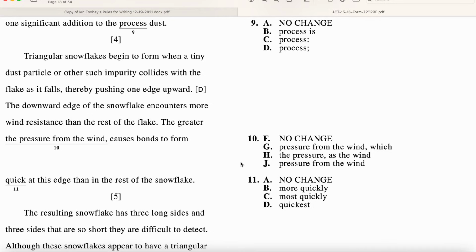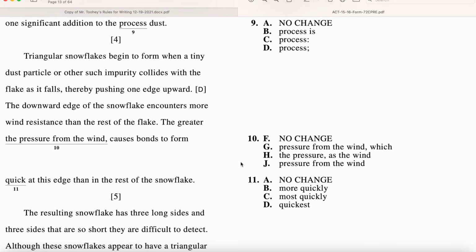No. Try J. The greater the pressure from the wind causes bonds to form quick at this edge than in the rest of the snowflake. That sounds better. That sounds the best. It is J there. Okay. Your best bet is probably just going through gut instinct there.